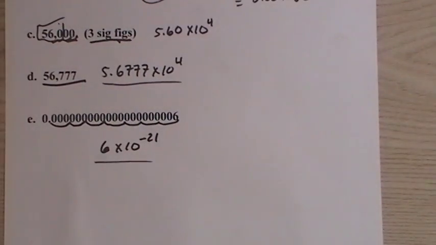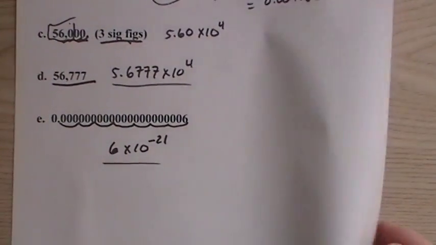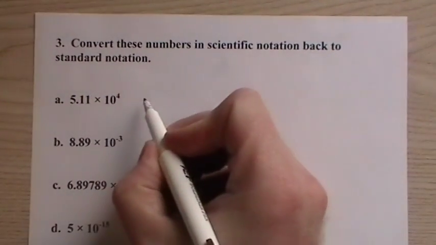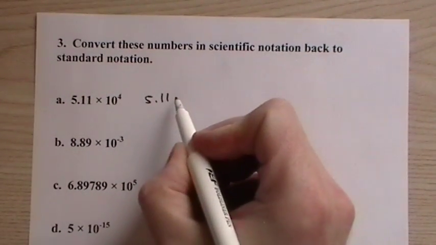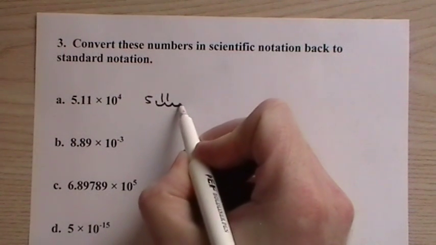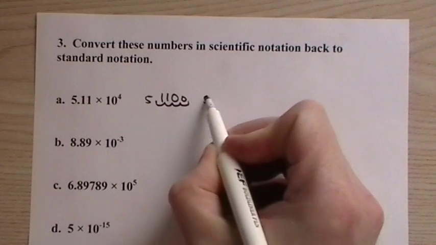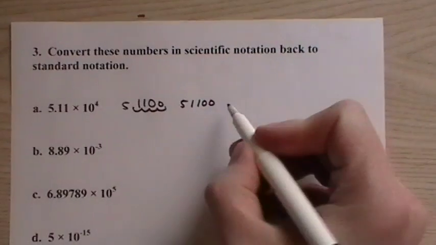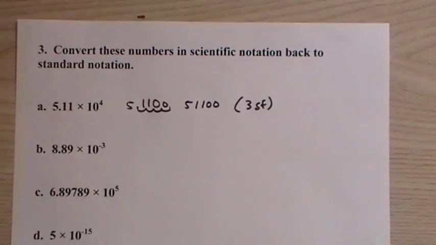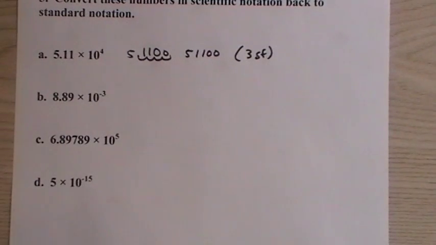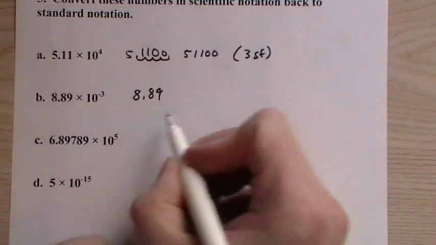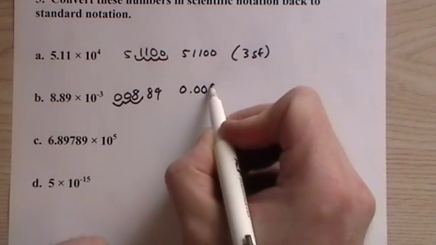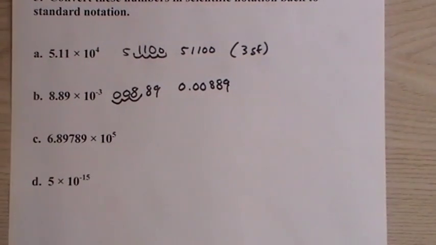But this one definitely would be worthwhile because you wouldn't want to have to write all those zeros all the time. And then let's convert back. So we have 5.11, and we'd go 1, 2, 3, 4. So it'd be 51,100. And what we'd have to specify is that there are 3 significant figures. Then we have 8.89 times 10 to the minus 3, so 1, 2, 3, like so.